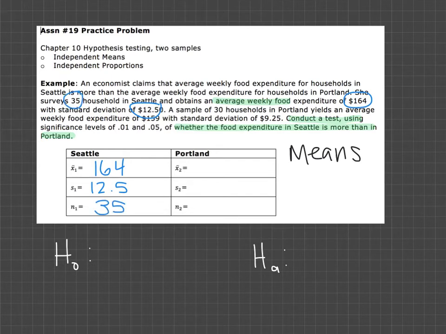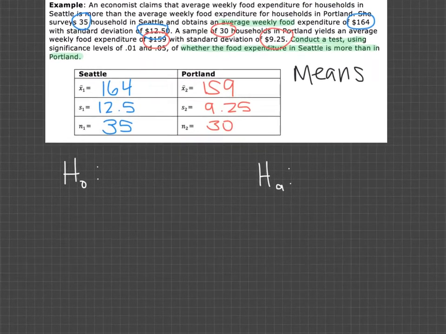All right, now let's look at Portland. We've got a sample mean expenditure of 159, standard deviation of 9.25, with sample size of 30. Okay, so now we can just refer back to those values as we go through the process of testing.